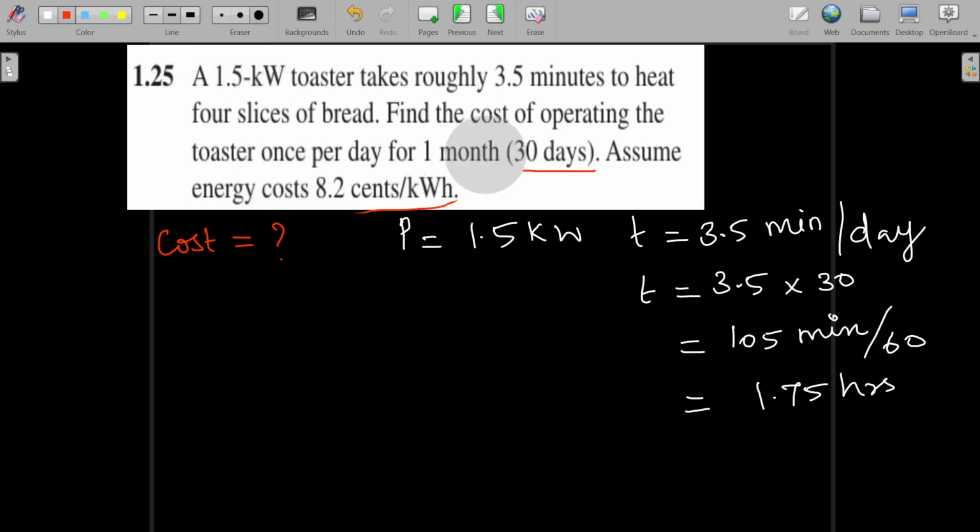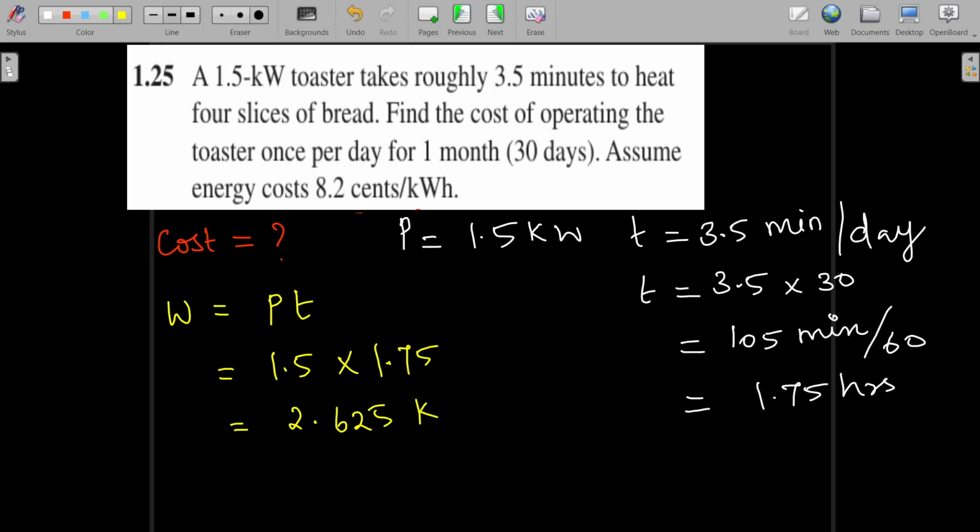That's what is given. So we know the formula for energy. Energy is work done, right? That is equal to the power times time. So power is 1.5 kilowatts multiplied by the time, 1.75 hours. So this is equal to 2.625 kilowatt hour. So this much energy is being consumed.